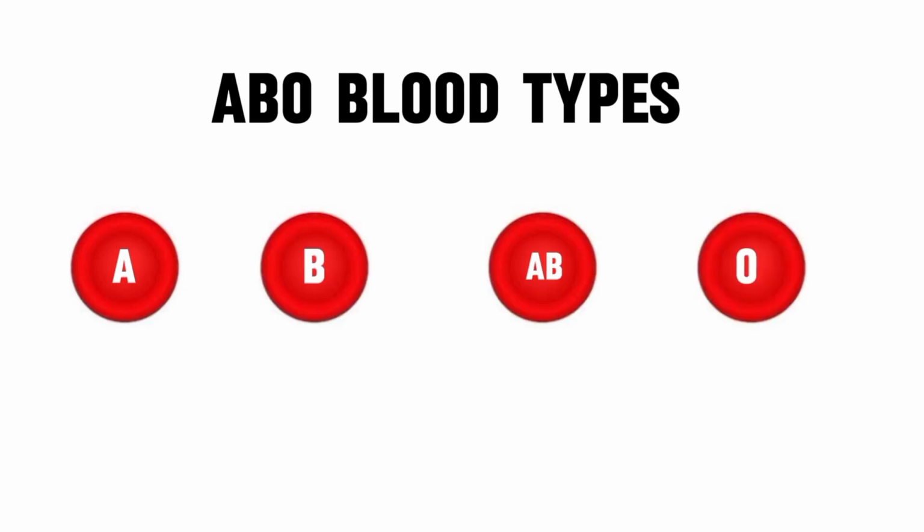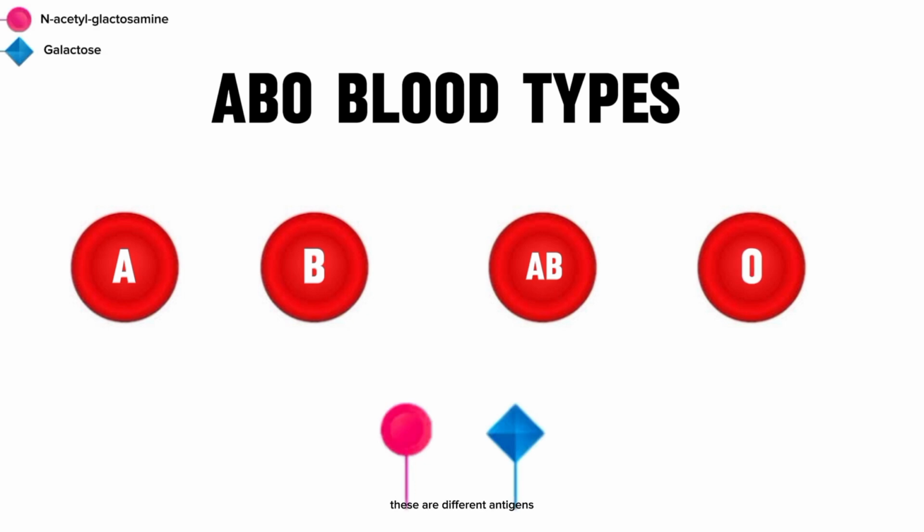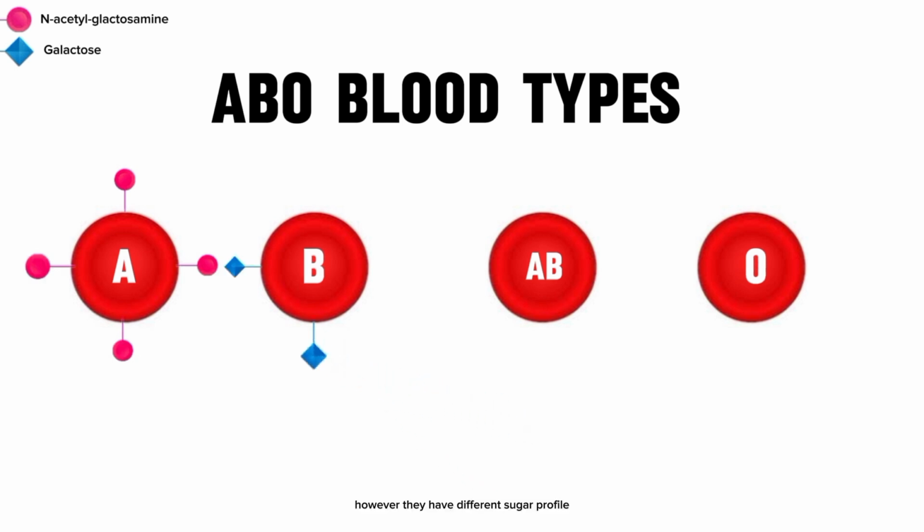They differ in membrane-bound glycolipids. These are different antigens. Red blood cells of type A have glycolipids with a special sugar molecule. This is not found on the membrane of erythrocytes from blood type B patients. However, they have a different sugar profile, in this case galactose. These are 2 different antigens.